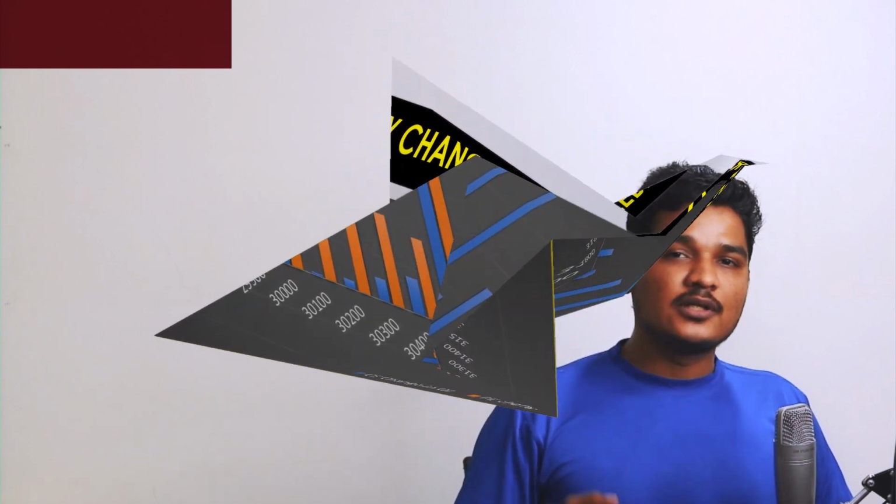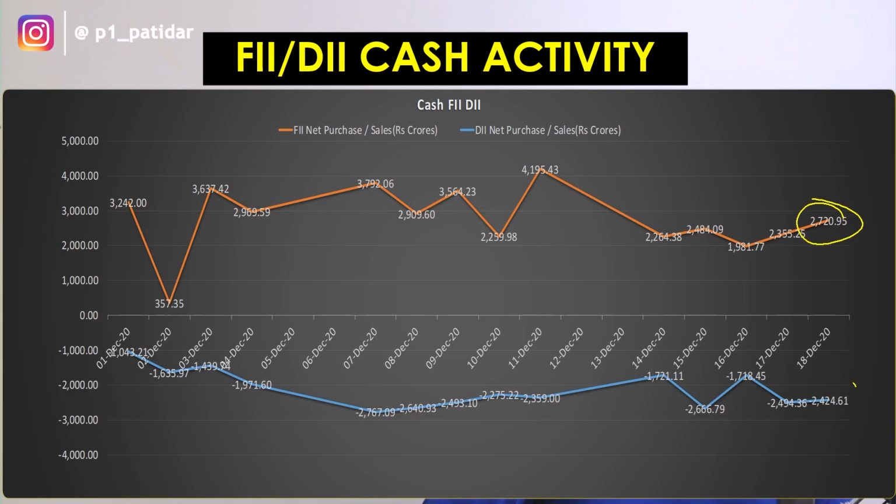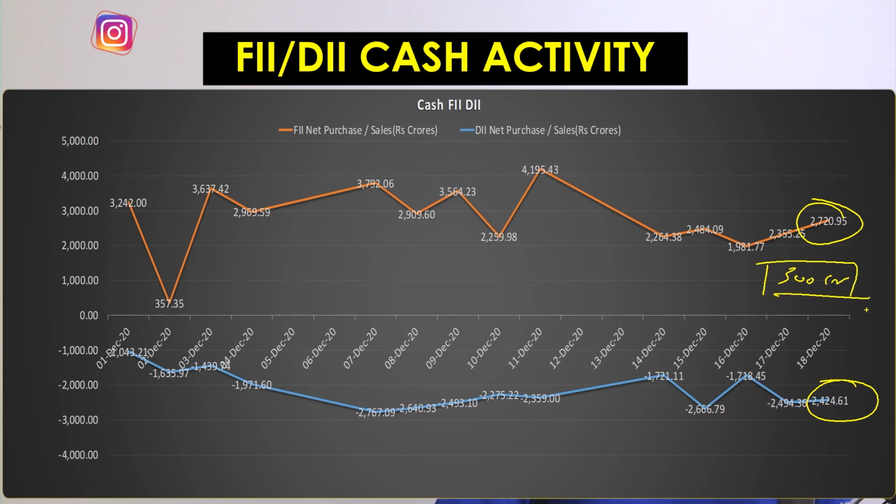Now let's do the cash activity analysis of FIs and DIs, and find out who is dominating the market. FIs are continuously buying, DIs are continuously selling. Today FIs bought more than what DIs could sell. That's why the market moved a little bit up, but still there was a bearish view in the market. The gap was around 300 crore worth of stock selling and buying, but still the market couldn't move much up. It was around 19 points only.